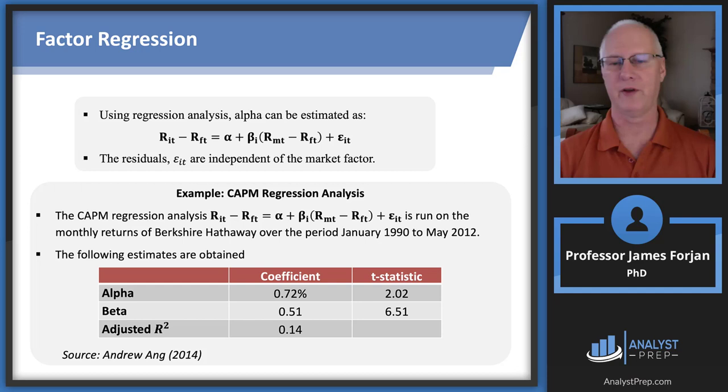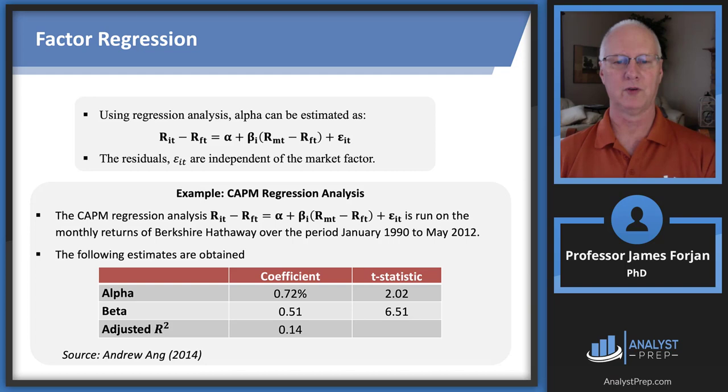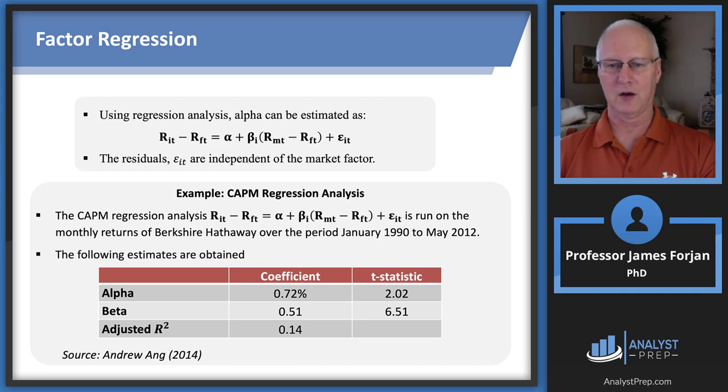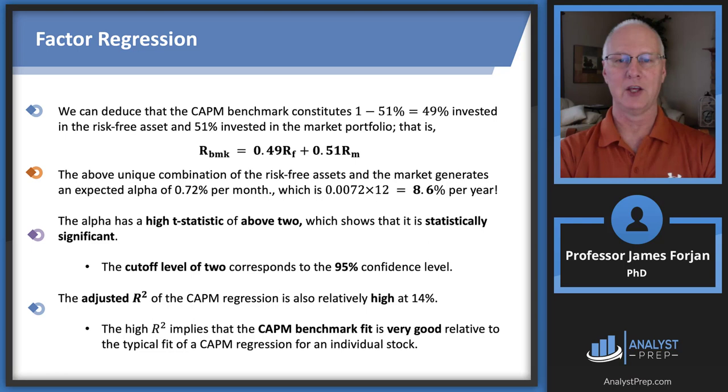So let's go ahead and summarize what this is going to be. Here's the table. So 72 and 51, right? Those are alpha and beta. What that means is that we can invest 1 minus 51%, which is 49%, in the risk-free asset and 51% in the market portfolio, right? So if you have this unique combination of risk-free assets and the market portfolio for this Warren Buffett portfolio from 1990 to 2012, that's a 22-year period, then you would have generated an alpha of 8.6% per year. Wow, no wonder Warren Buffett is considered the guru of investing out there.